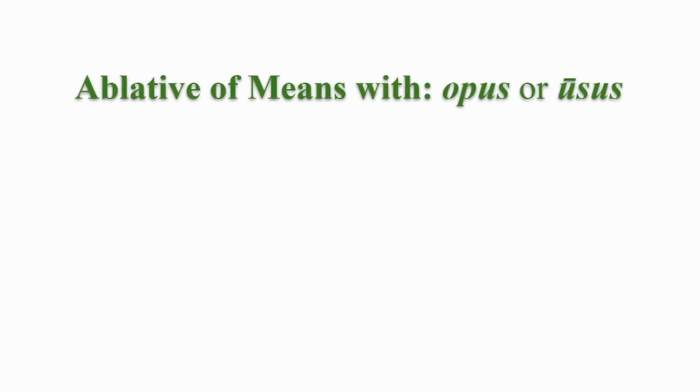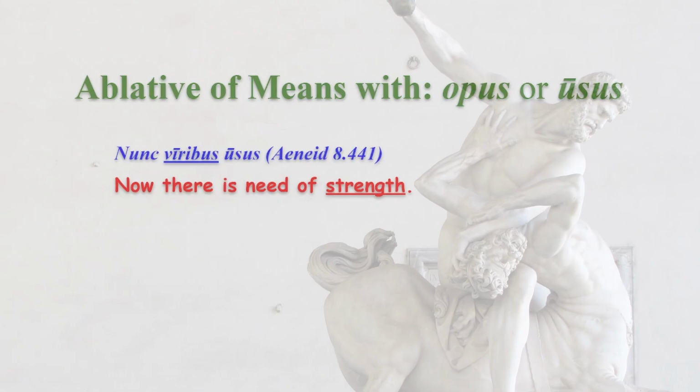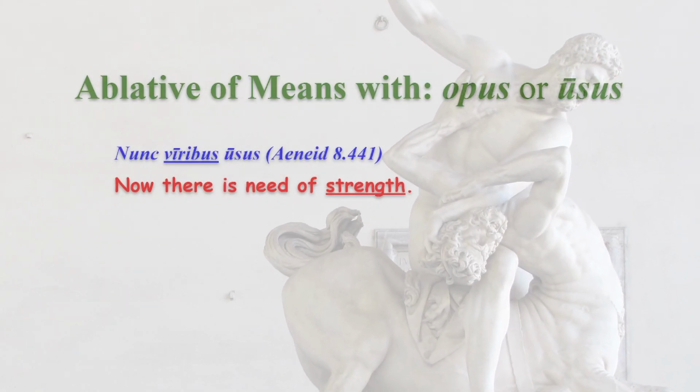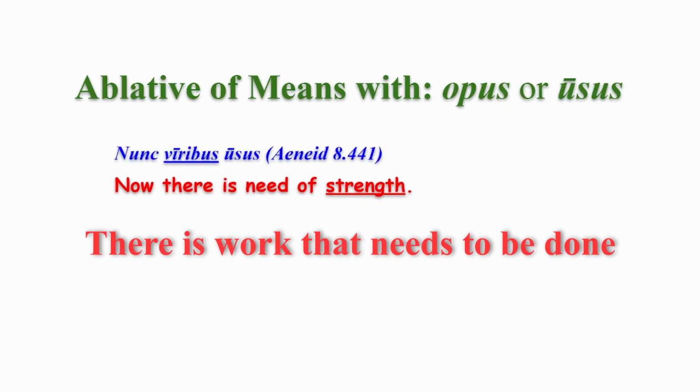A final variation that's generally considered a use of the ablative of means is the ablative with opus or usus. The usual translation of opus est or usus est is there is a need for. So, for example, in Virgil's Aeneid, when we see nunc viribus usus, now there is a need of strength. But how is that ablative of means? It doesn't really sound like it, right? The operative idea seems to be that there is work that needs to be done by means of strength.